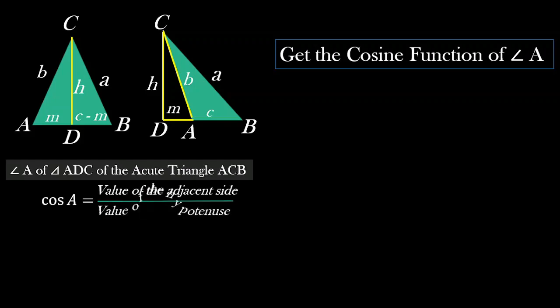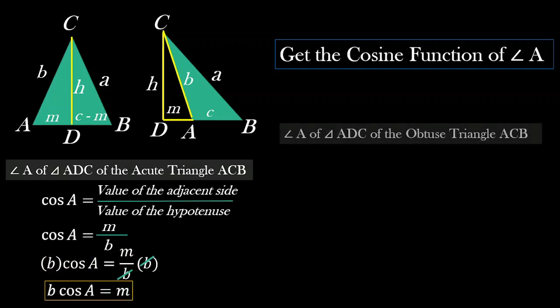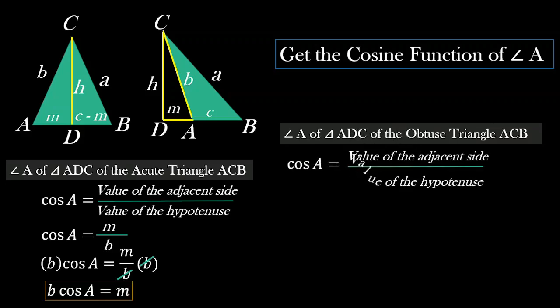Now we have cosine A is equal to m, all over b. Multiply both sides of the equation by b. And it gives us b times cosine A is equal to m. The cosine of angle A of the right triangle ADC in the obtuse triangle ACB: cosine A is equal to the value of the adjacent side, all over the hypotenuse. We have cosine A is equal to m, all over b.